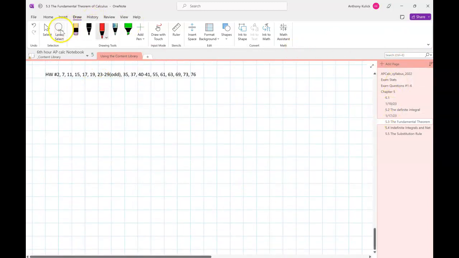There are indefinite integrals, but it doesn't get harder. No, you just put a plus c at the end. That's all. Yeah, it's the same thing.